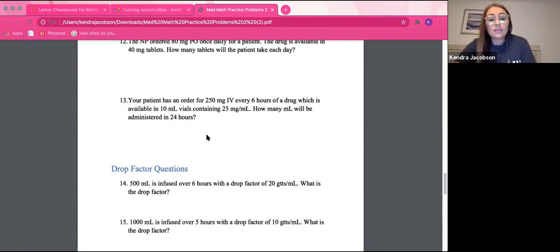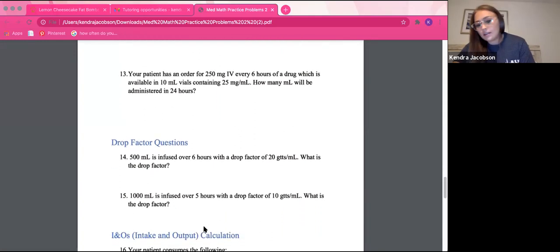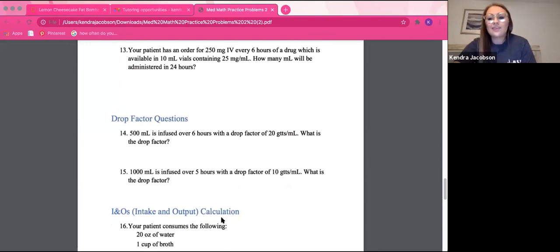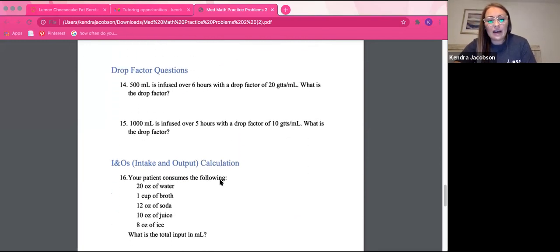Okay. Does anyone have any questions about the drop factor questions at all? We feeling okay? I'll assume that's a yes. Okay, we're gonna move on to the I's and O's. So these questions, I think it's actually just the one I and O question. This one is specifically all for the intake that we're going to be calculating for a patient.